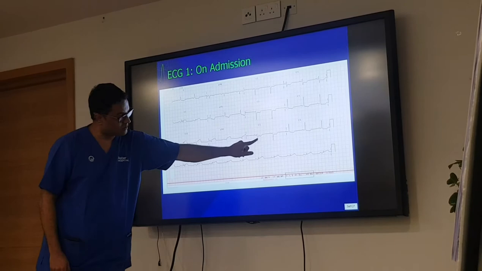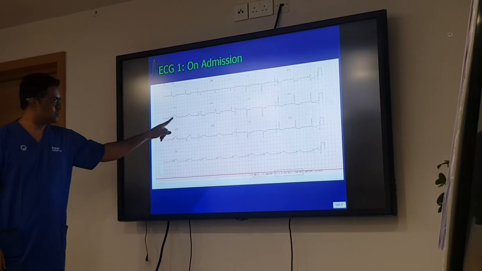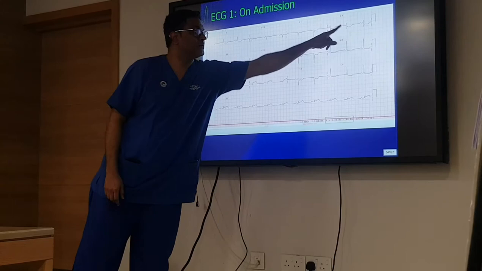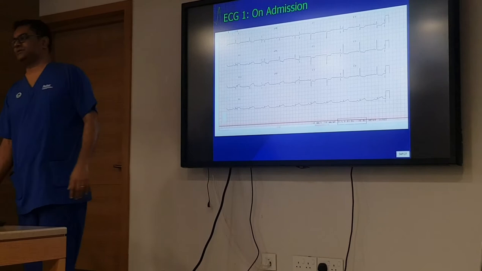So you're right, that is ST elevation in 2, 3, AVF. But you said a lot of ST depression, isn't it? AVF, V1, V2, V3, V6, V5, everywhere there is ST depression. Apart from these, everywhere else is ST depression, isn't it? Why do you see that?